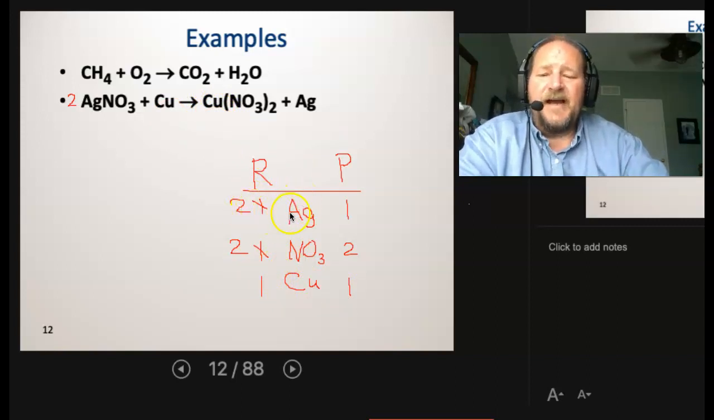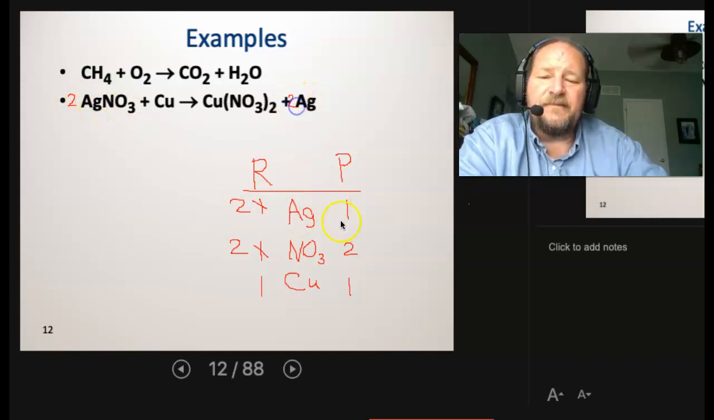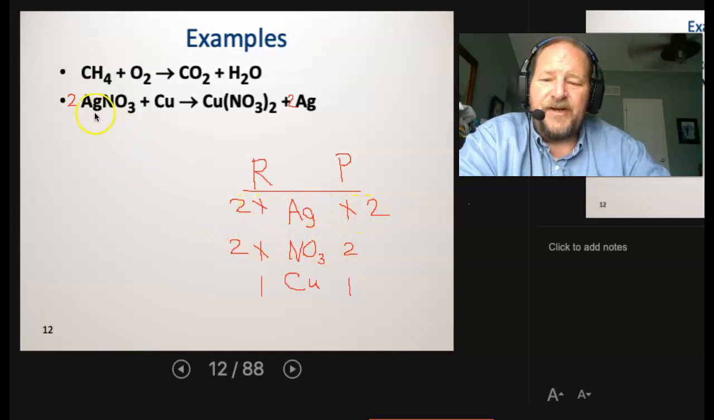The silver says now it has 2, because that coefficient there multiplies that silver. So that means I'm going to need to put a 2 in front of this silver. That's going to give me a 2 there. Now that should suggest that it's balanced. That didn't affect the nitrates. This 2 was already here, and since this 2 went in front of the silver, it had no impact on the nitrate. The copper was also not impacted, so it's 1 to 1 as well.